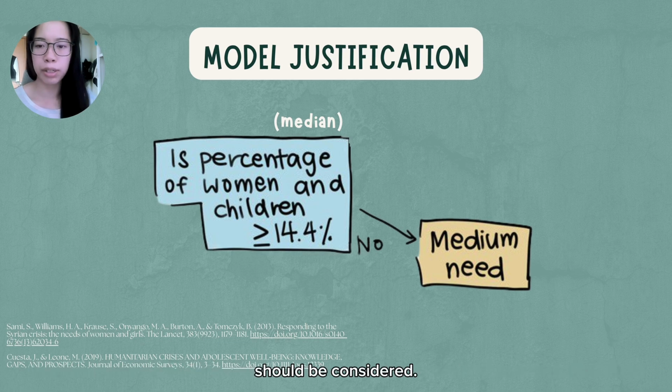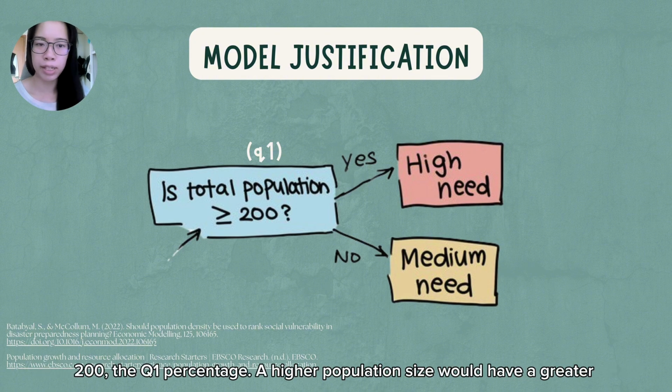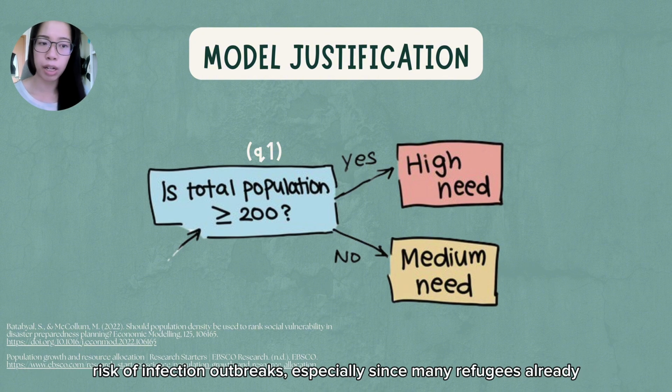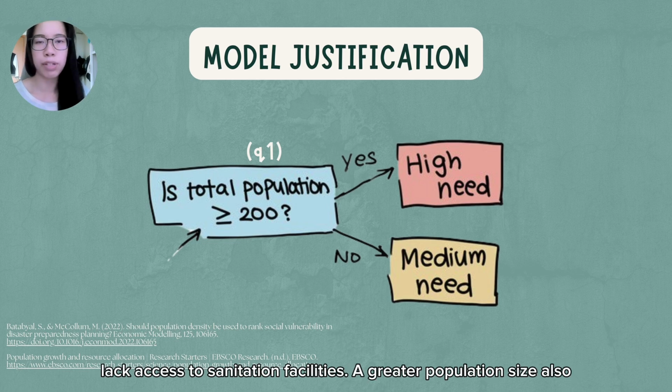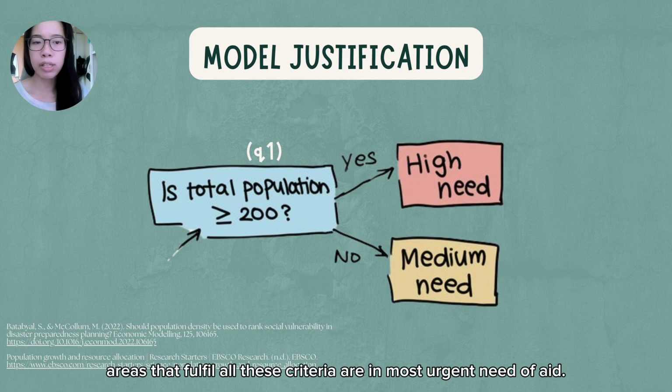The final branching is determined by population size, with a more lenient cutoff of 200, the Q1 percentage. A higher population size would have a greater risk of infection outbreaks, especially since many refugees already lack access to sanitation facilities. A greater population size also has a faster rate of resource usage. Thus, with all things considered, areas that fulfill all these criteria are in most urgent need of aid.